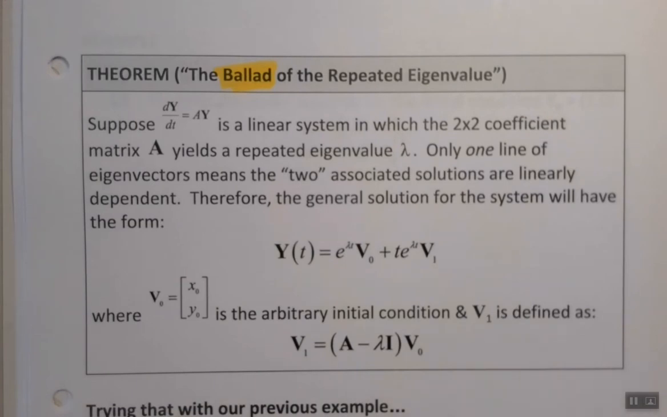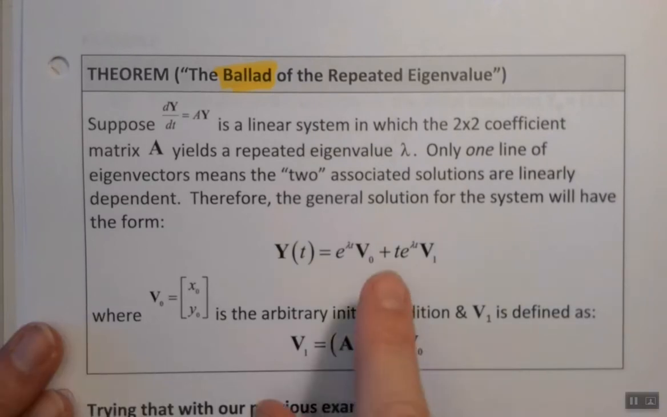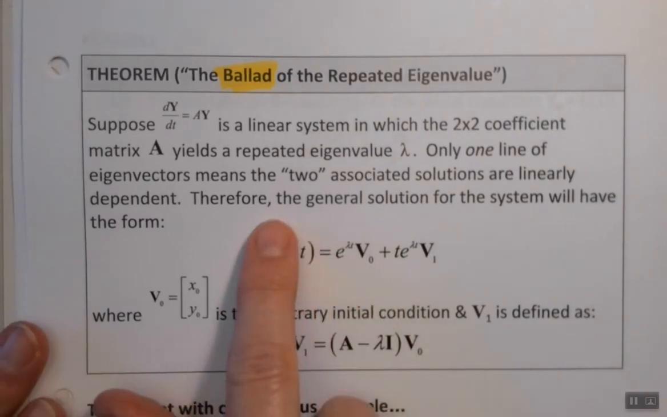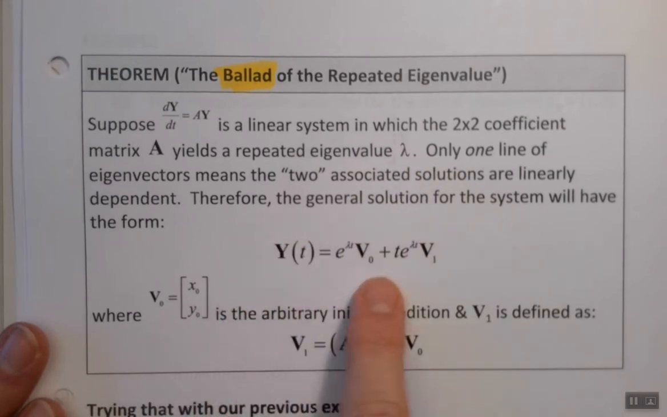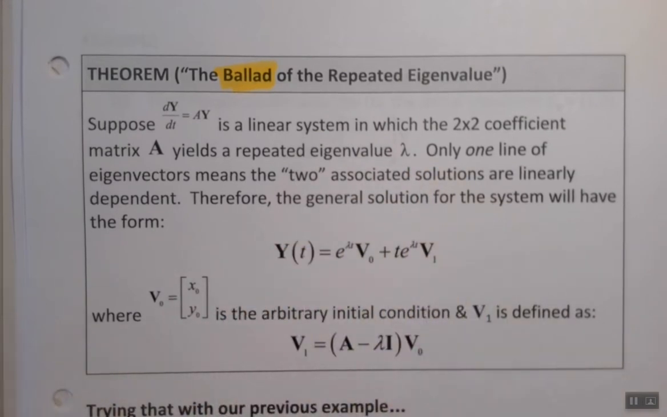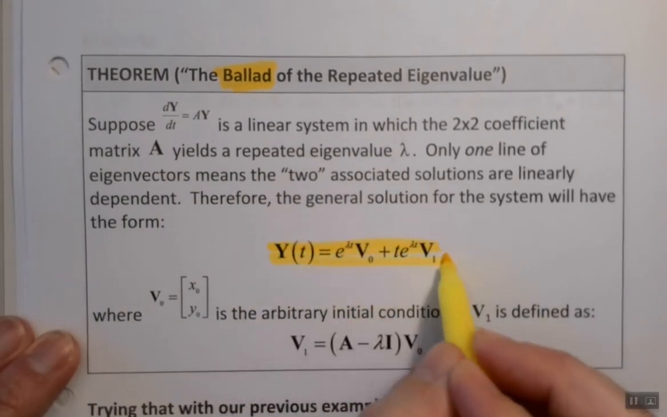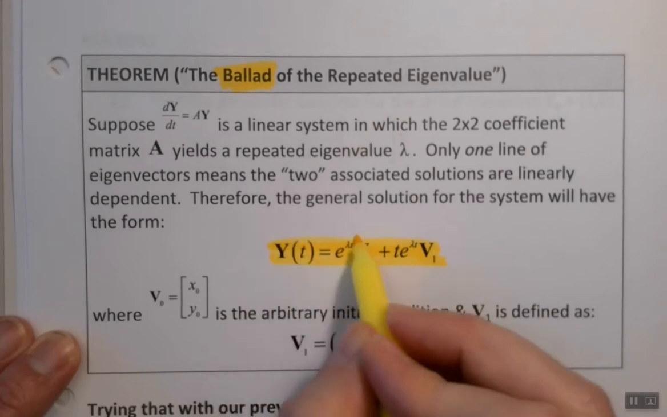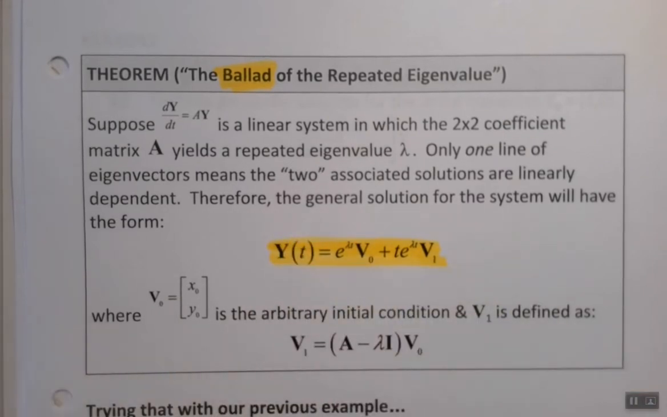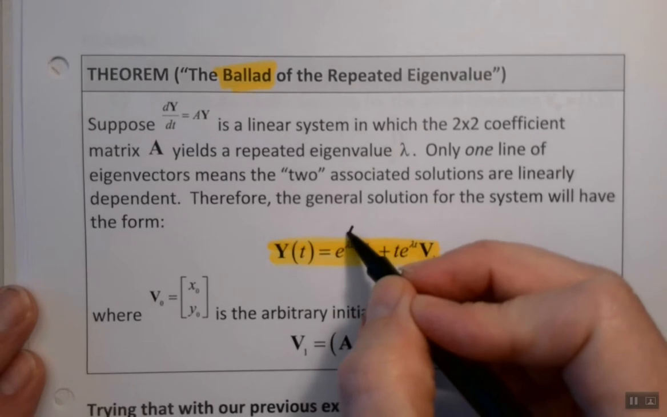It's saying the other one is not independent from the first. So the general solution for a system that has repeated eigenvalues looks like this. This is just how it works. And so in the end, the ballad boils down to this formula right here. This is one of those things where you'll use it a couple of times when you run into repeated eigenvalue situations. Now notice there's only one lambda because there's only one eigenvalue, right?